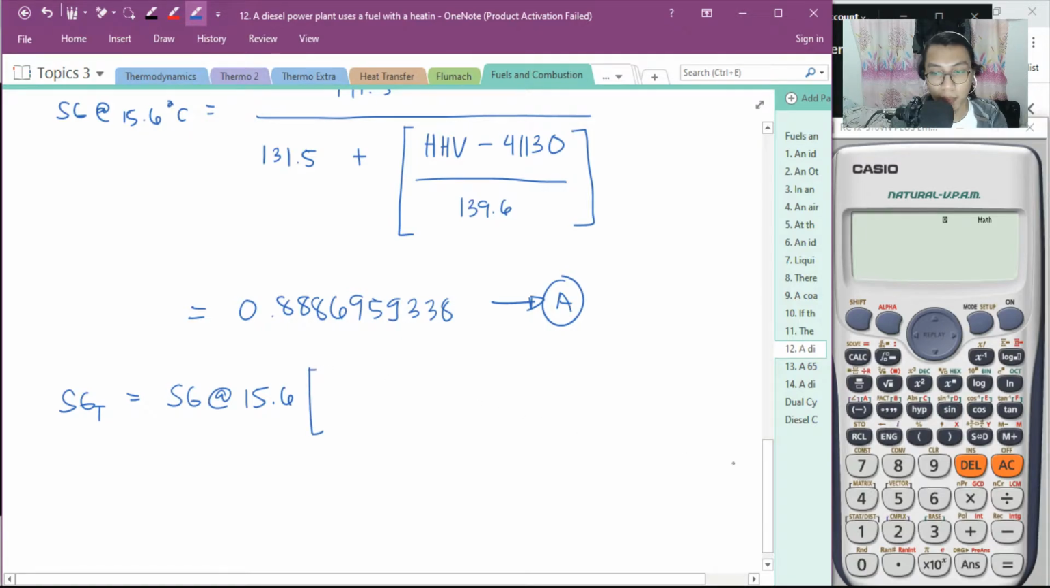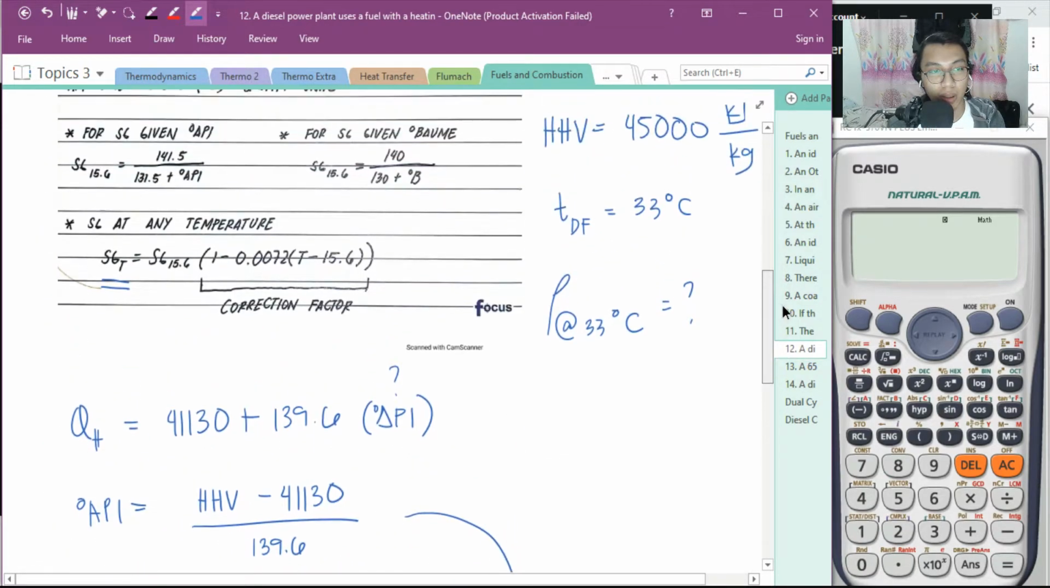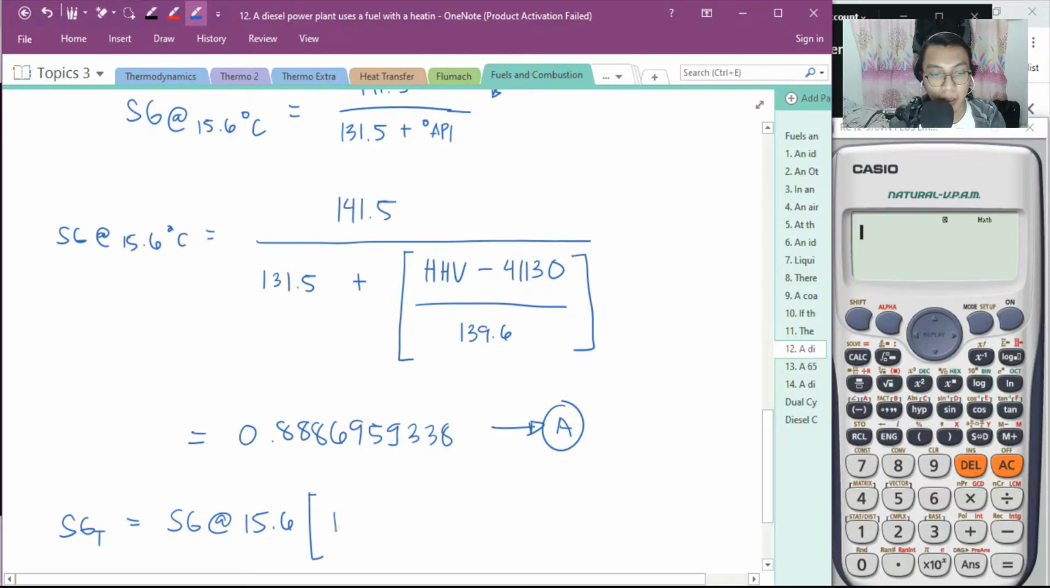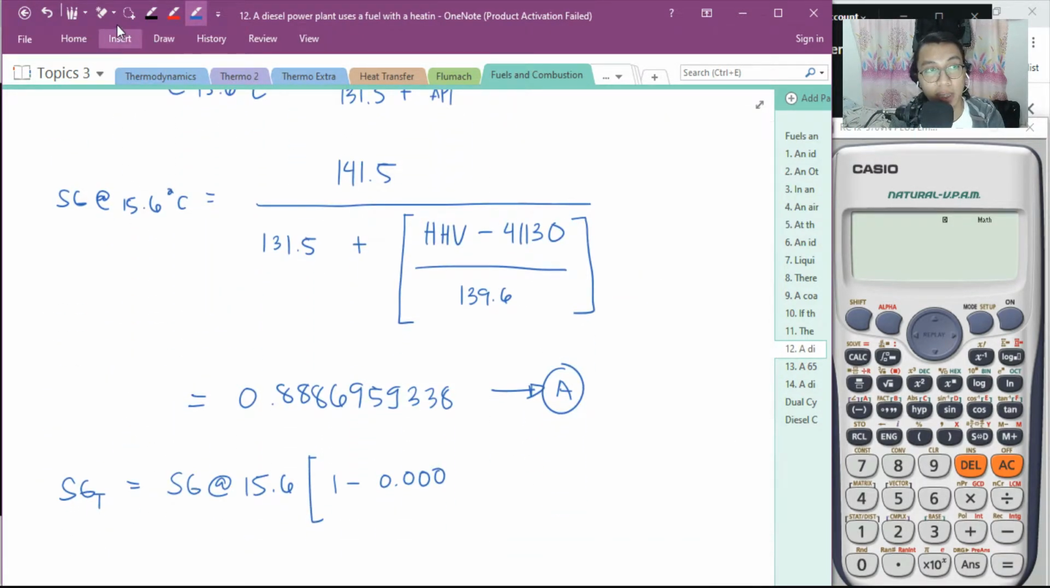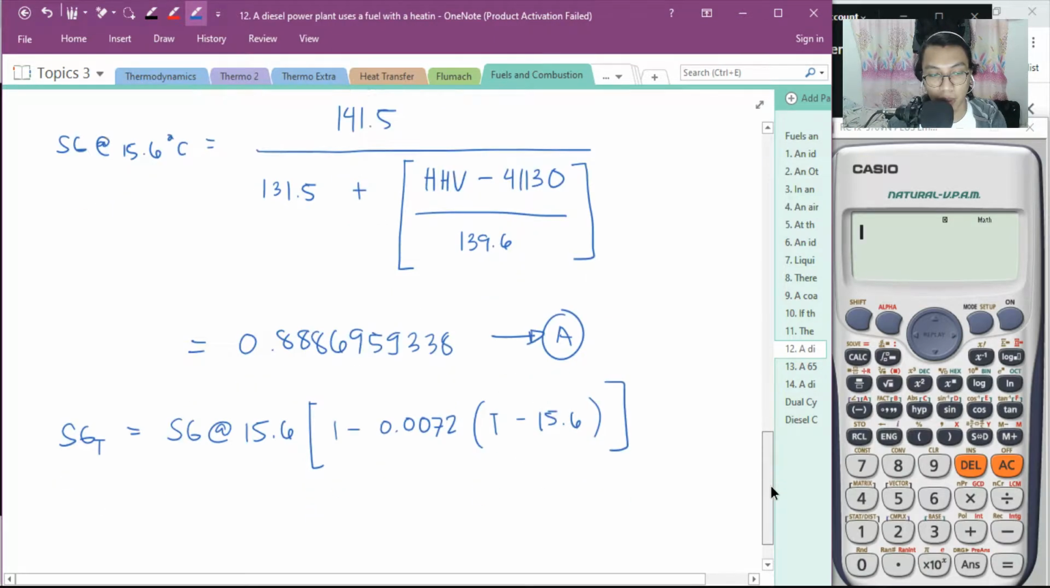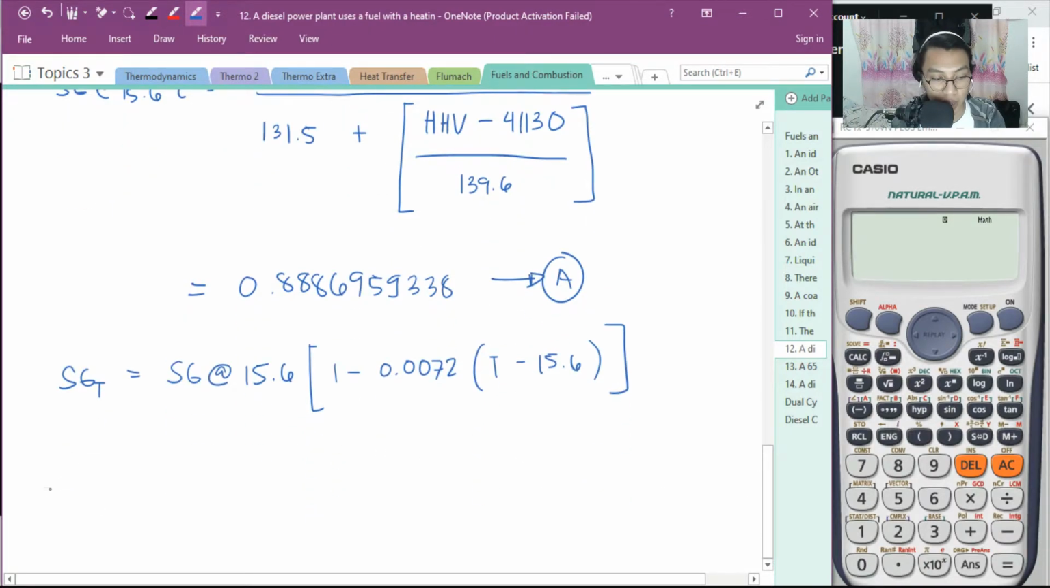I-multiply mo ng 1 minus 0.123. I think that is 4. Ayun, hindi. Ayun na, 4 pala. 4 decimal places. Sobra ako na isa 0. 0.72 multiplied to yung temperature na given minus 15.6. Okay. Makuha na natin yung SG at 33 degrees Celsius.